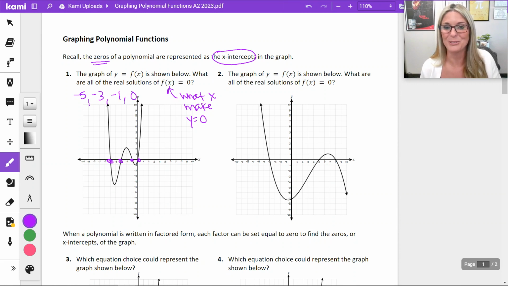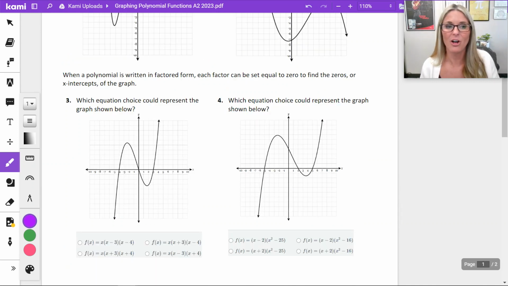Let's do it again in number 2. The graph of y equals f of x is shown below. What are all the real solutions of f of x equals 0? What x values make y 0 on this graph? We have -4, 5, and 8. We have 3 solutions there, 3 x-intercepts, places where our y is 0 on our graph.